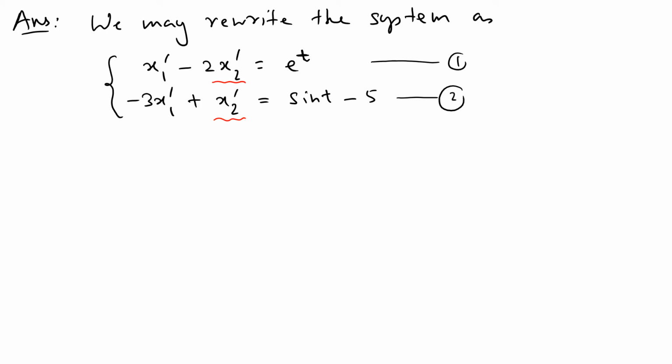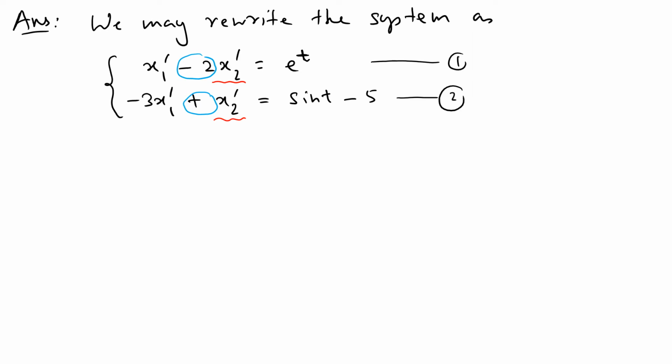Instead, what we try to do is look at the coefficients. If you look at the coefficients, this one has a negative 2. So if you can create a positive 2 here, once you add, the x2 prime gets cancelled. So that's the idea. We try to create the opposite sign of the same term. In this case, I'm going to remove x2 prime, so we create the opposite sign and then we add. So how to do that?